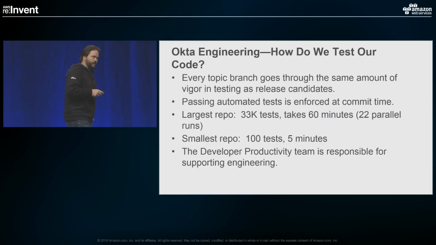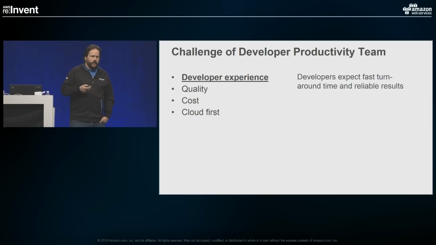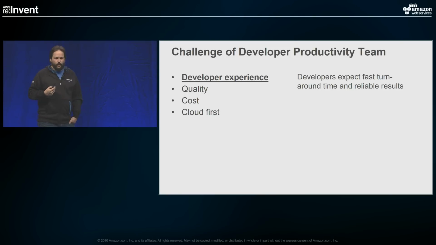The developer productivity team that I'm a member of is responsible for making all of this work for the engineering team so that they can move as quickly as possible. The first thing we're trying to get for our developers is a good experience. They want a quick turnaround time and reliable results. They want to know that when they push their commits, their topic branch, they get back results, and they know if they broke something in an area of code that they maybe haven't touched or don't know about.